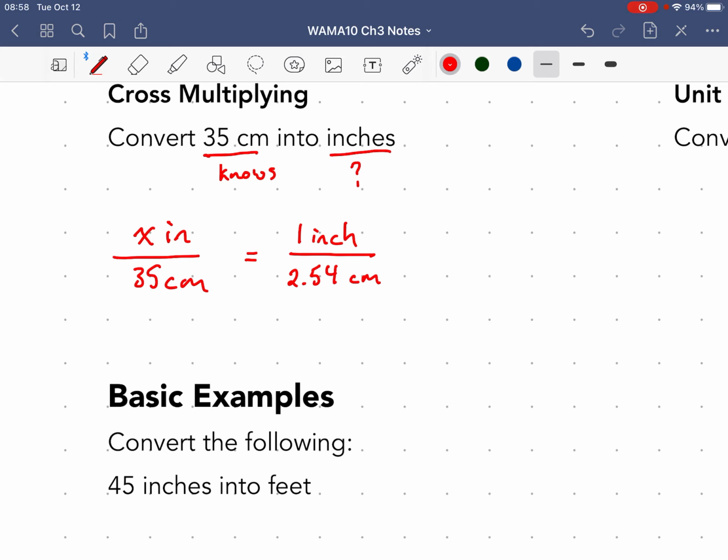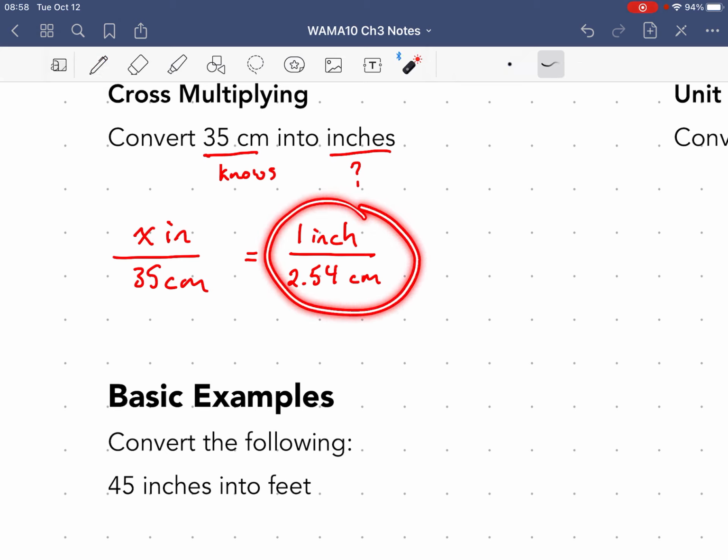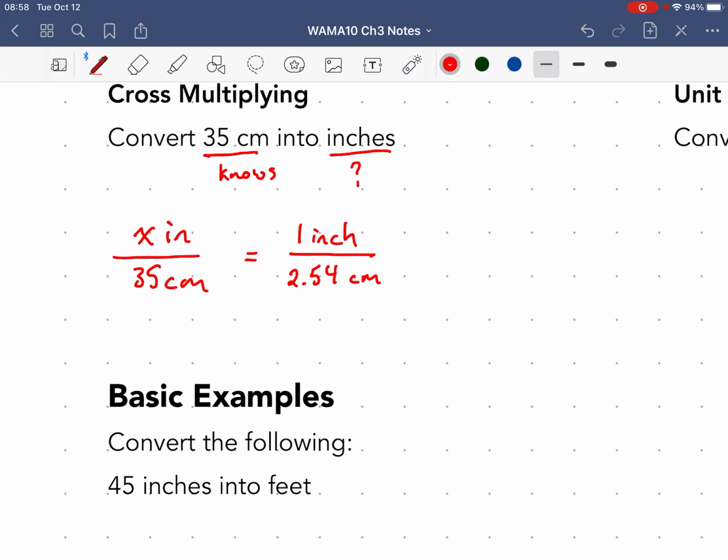So I set up this is my known proportion here from my conversion table. This is my unknown proportion here. Now, I'm going to do 35 times 1 divided by 2.54. So I do 35 times 1, which is just 35, divided by 2.54, and I get 13.8.